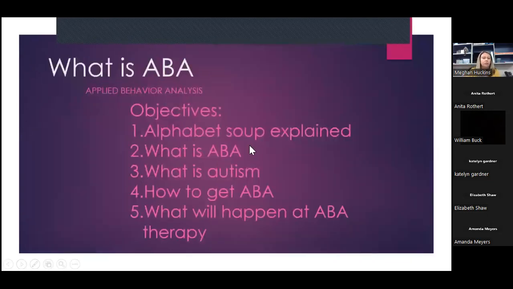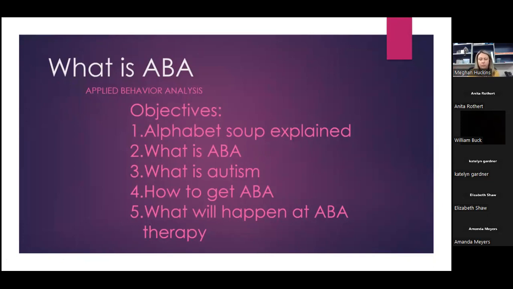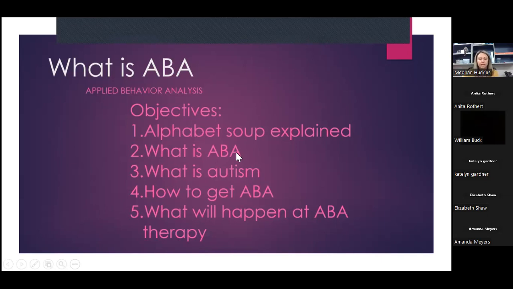So this is what we're going to go over today. My main objectives are to talk about the alphabet soup. We have a lot of abbreviations in applied behavior analysis, starting right off with ABA. And there are a lot of other abbreviations that, if you have any experience with ABA, or if you have a child who has autism and is going to be getting ABA, you're going to be seeing a lot of. So we'll talk about all of that. We'll go a bit deeper into what exactly ABA is, what autism is, how to get ABA therapy, and then what's going to happen at ABA therapy.